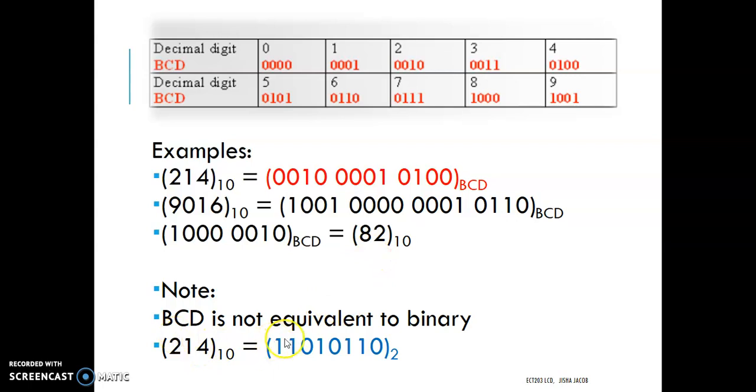Please note that BCD cannot be taken as equal or equivalent to binary form. For example, we have already done the BCD code of 214, and this is what we got here in red. But 214 in binary, if you work it out, you get 11010110. That is the binary equivalent. Obviously, these two are not equal. Therefore, BCD is not equivalent to binary. Do not confuse these two.